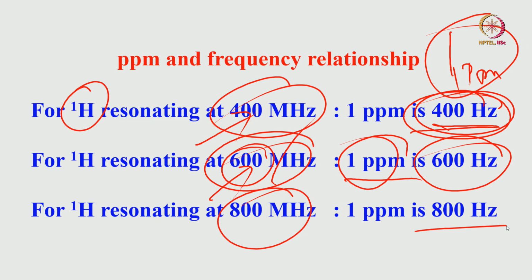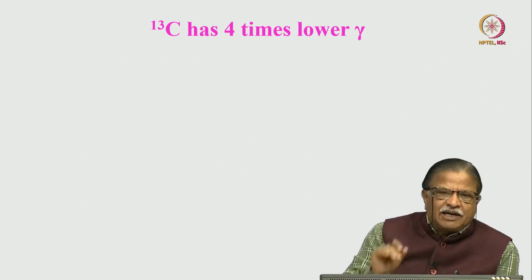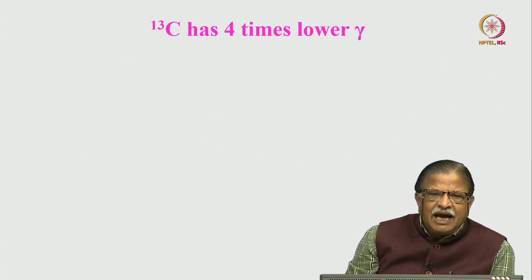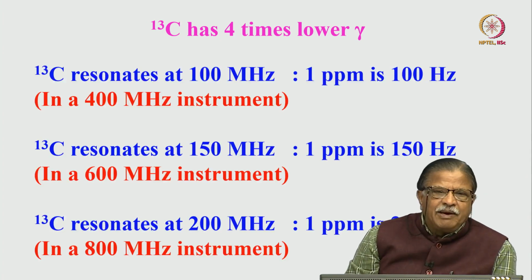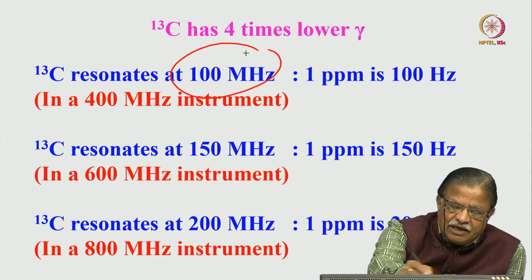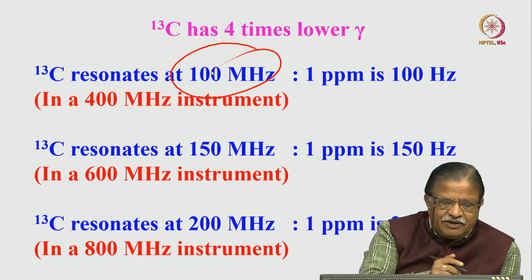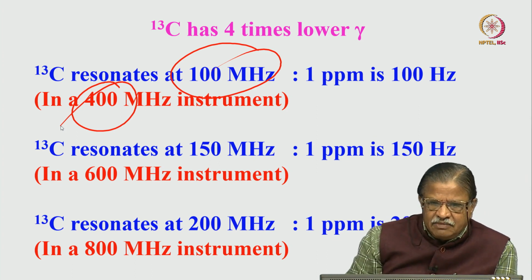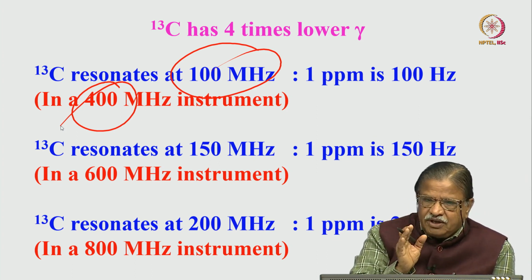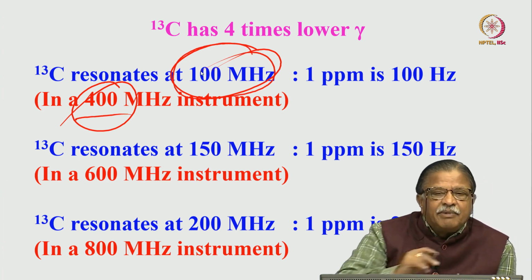So, the relationship between ppm and frequency is very simple. Okay, that is for proton. In the same 3 spectrometers, let us say I am going to measure carbon 13. I detect carbon 13 NMR. Then what is my ppm value? Remember carbon 13 gamma is 4 times smaller. That means its resonating frequency is 4 times smaller. I told you the spectrometer is always referenced to the proton frequency. So, in a 400 megahertz spectrometer, carbon 13 resonates at 100 megahertz.